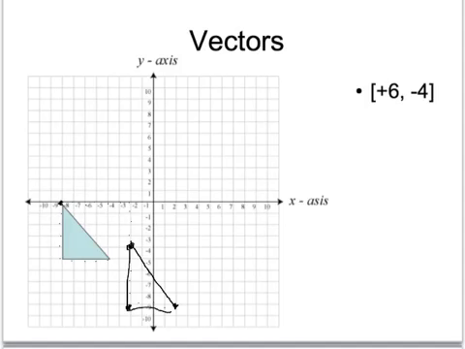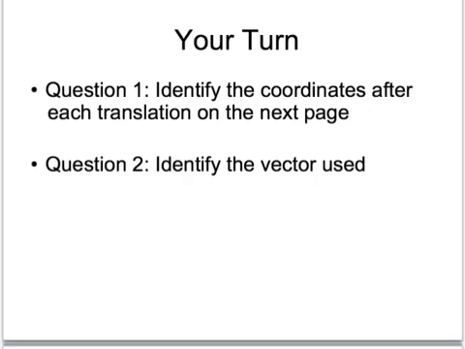So now it's going to be your turn. What I'm going to ask you to do is take a look. For question 1, you're going to identify the coordinates after each translation. And I just wanted you to press pause after you take a look at it and see where the coordinates are going to be using that translation. And for question 2, you're going to identify that vector used. So there's going to be 2 shapes, and you're going to tell me how each shape got to its second position. So let's take a look at the first question.